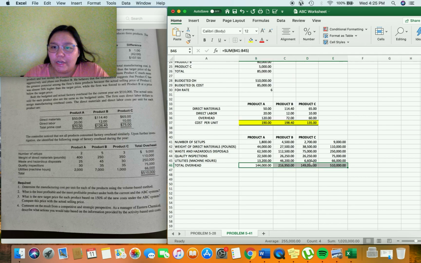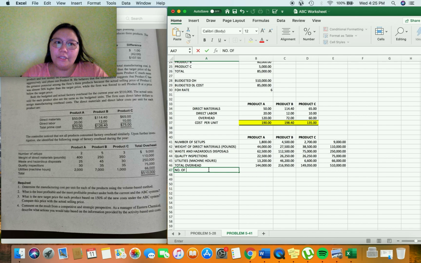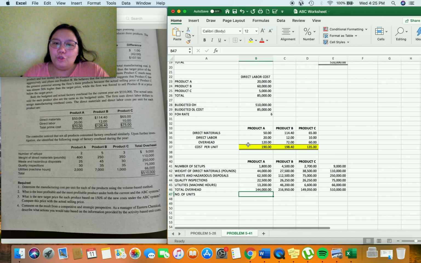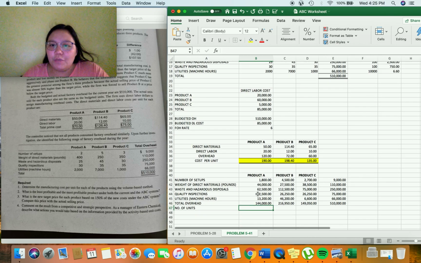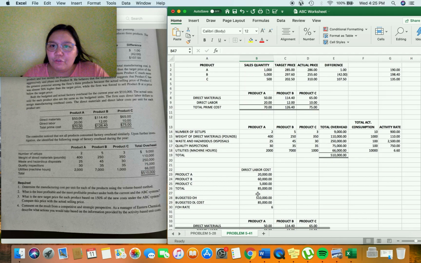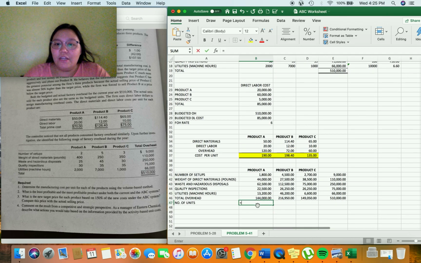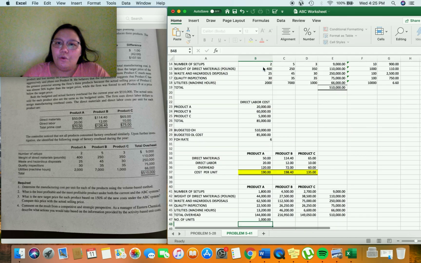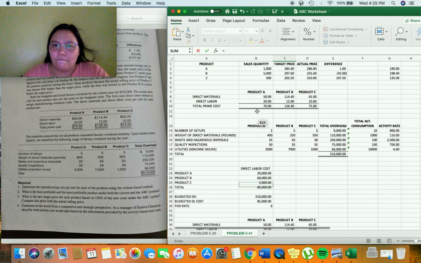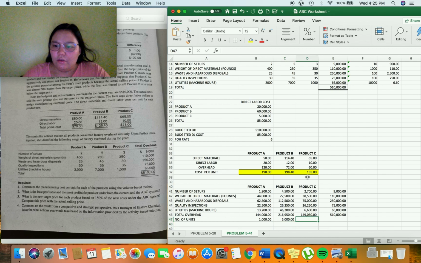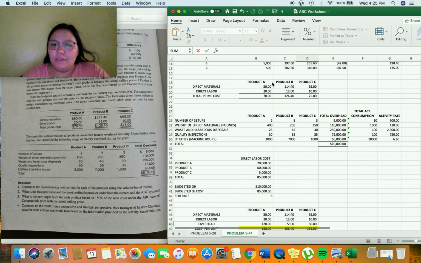So, now, since we already know the total overhead cost and we are already given the cost per unit for direct materials and direct labor, I think it is best to compute for the overhead cost per unit para it will be easier na ma-compute yung total cost per unit or yung cost per unit of each product natin. So, the number of units we have: 1,000, 5,000, and 500. Okay?